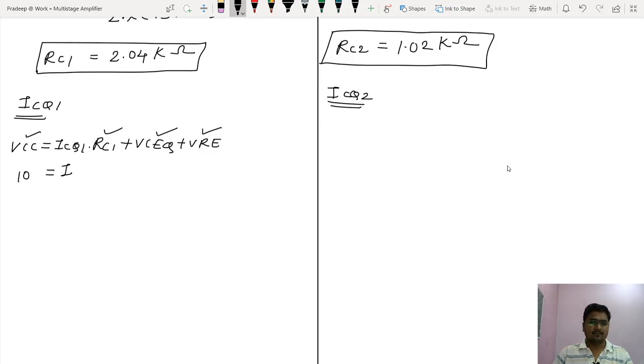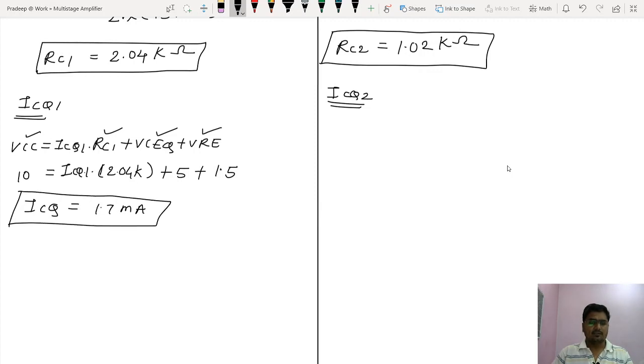I'll put all those values. It is 10 equals ICQ1 multiplied by 2.04k plus VCQ, which is 5, plus 1.5. Then by using the calculator, I am getting the value as 1.7 milliamperes. You use your own calculator, and your value can be 1.71 or something, whatever. So this is the value of ICQ1 that I am getting for stage 1.